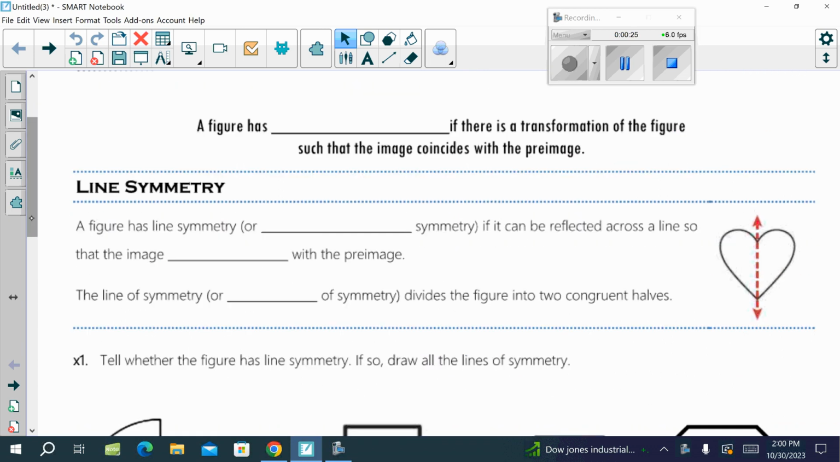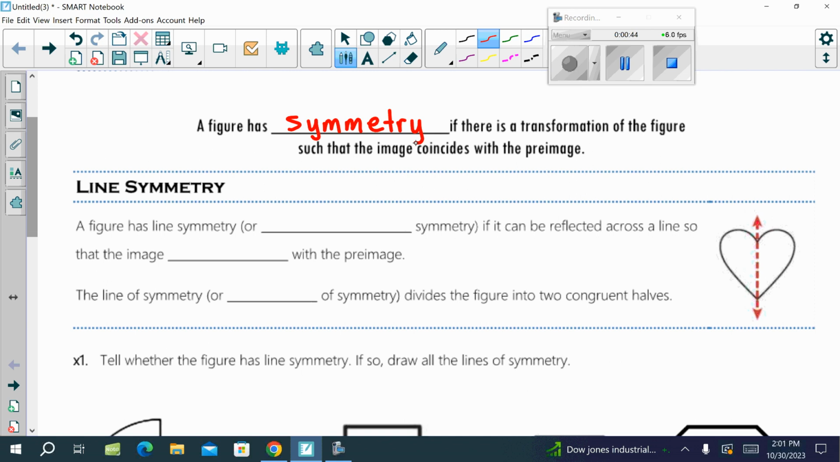A figure has symmetry if there is a transformation of the figure such that the image coincides with the pre-image.